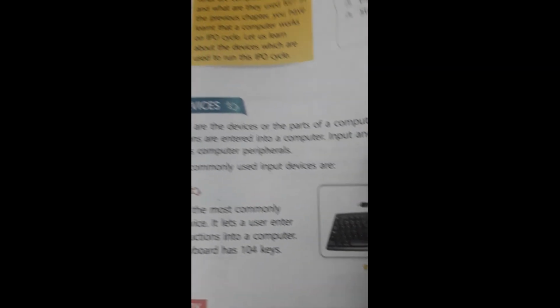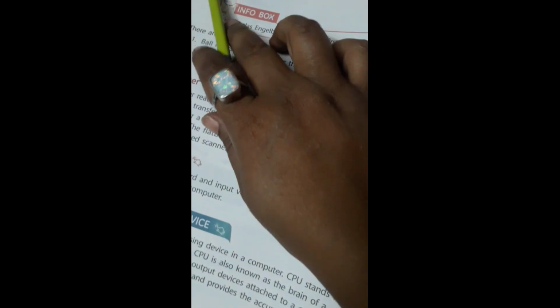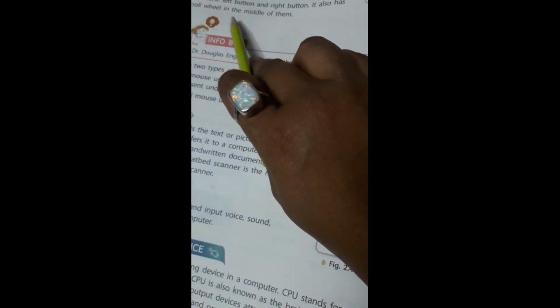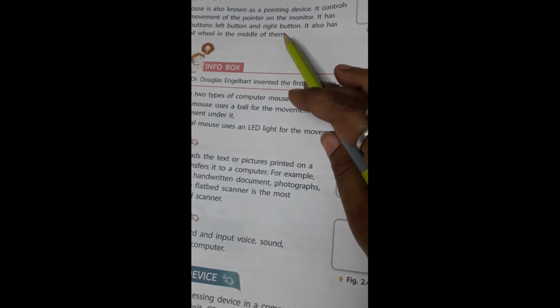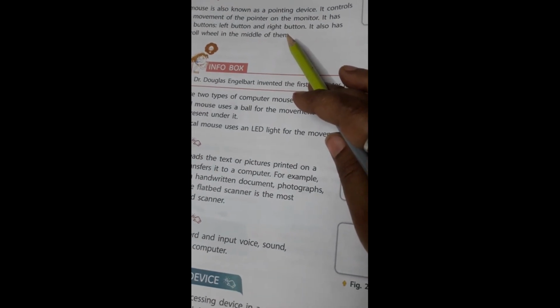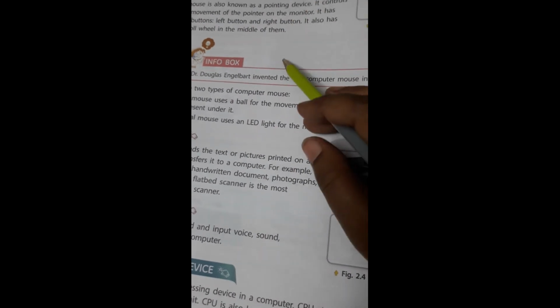And the second device is mouse. A mouse is a pointing device that controls the movement of the cursor on the screen and helps us to select items displayed on the computer.